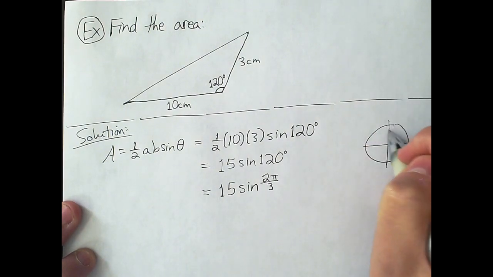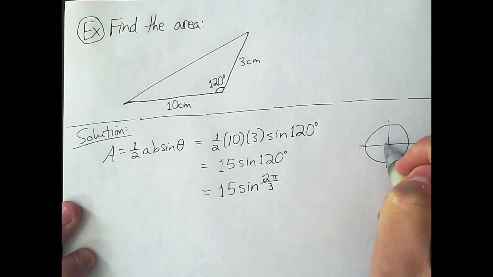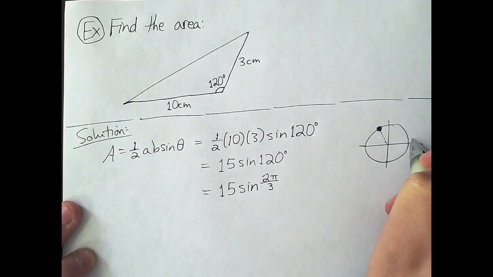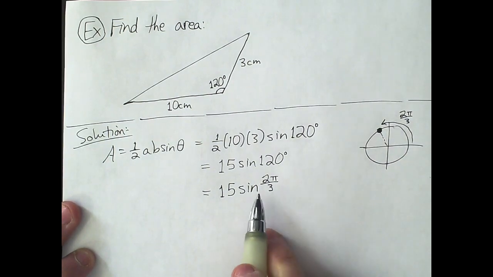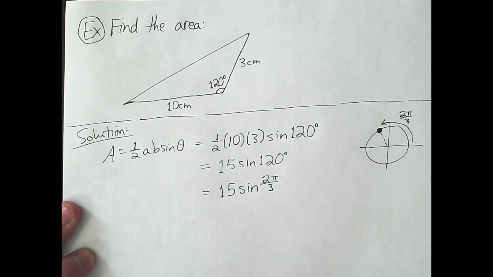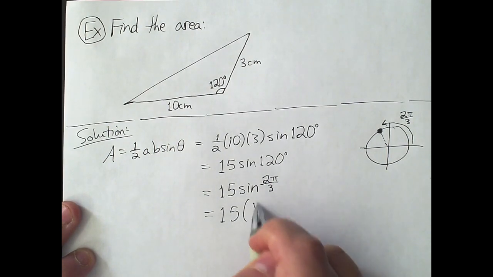I know where pi over 2 is. I know where pi is. And then that might help you remember that 2 pi over 3 goes this far. We're looking for sine, which is the y-coordinate. So this is 15 times the square root of 3 over 2.